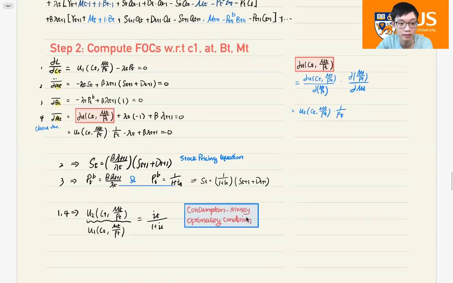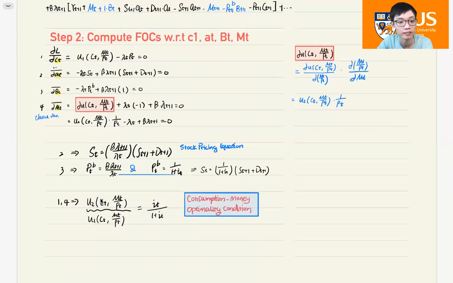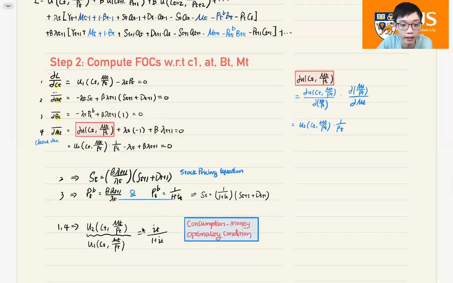Next, let's look at the simplification from combining the 1st and 4th equations. From the 1st and the 4th equation, we get u2 over u1 is equal to i_t over 1 plus i_t. This i_t over 1 plus i_t cannot be easily seen in the equation. But from the point here, you can basically see that there is lambda_t times p_t.